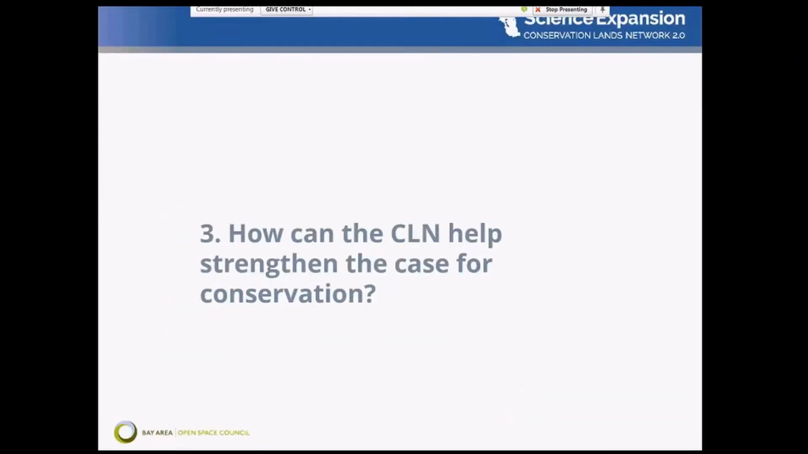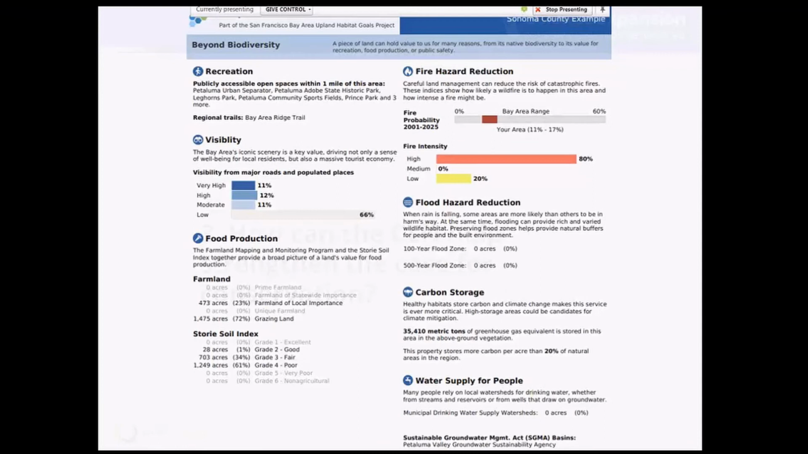The third question is how can the CLN help strengthen the case for conservation? One of the things that we wanted to do with CLN 2.0 was get beyond biodiversity. We know that land conservation organizations and the state, really everybody who's focused on the land, understands the need to tell a broader story about the values and benefits of the land. So we have this in the conservation portfolio reports that you produce using the Explorer tool.